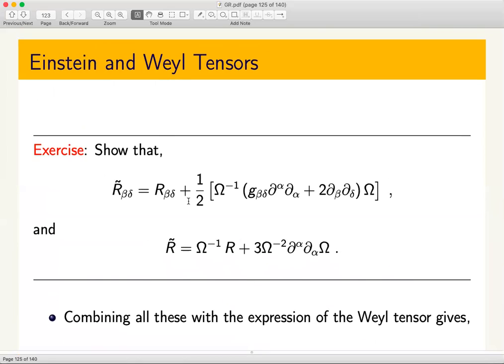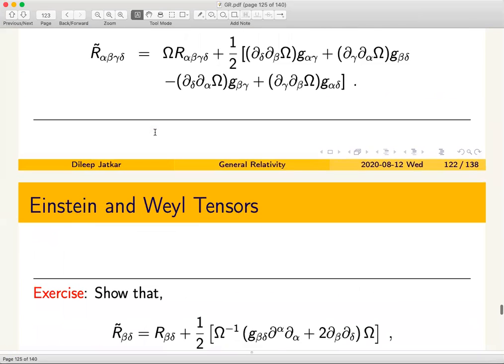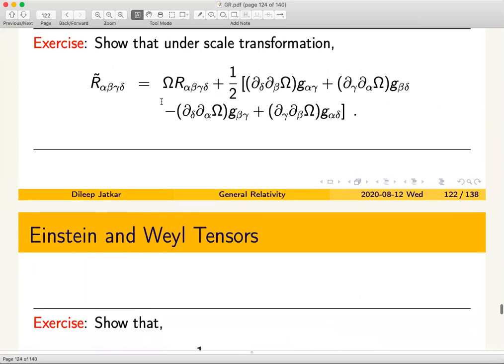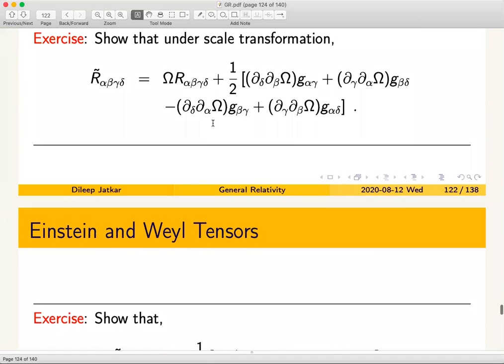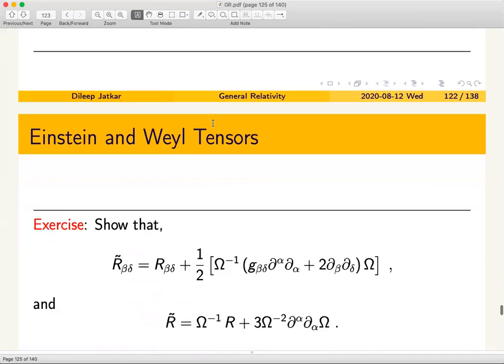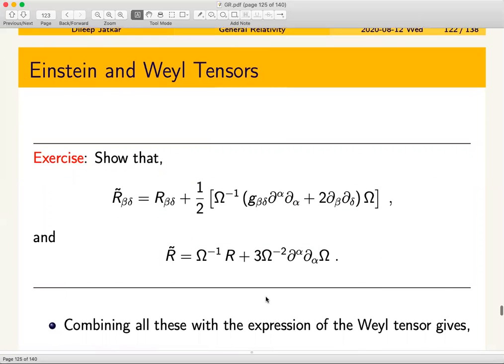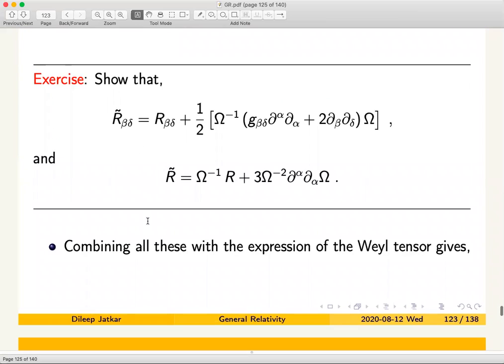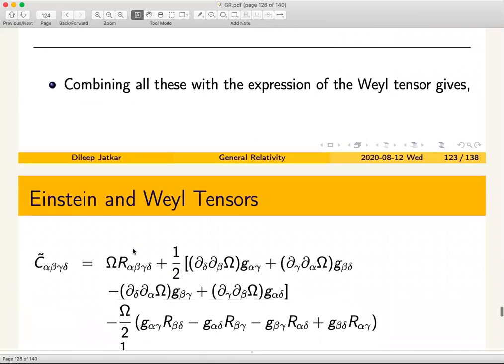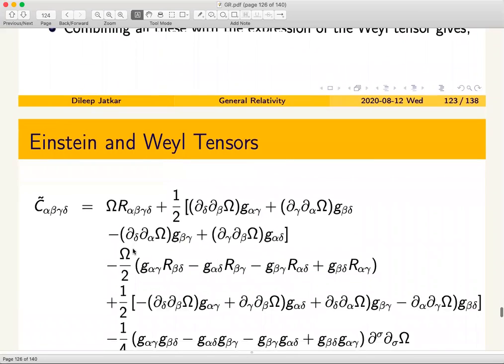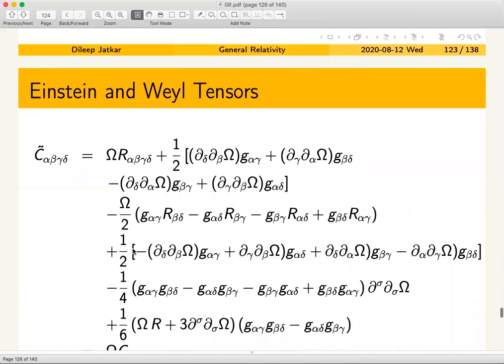So whatever these exercises are telling us, which are not very complicated exercises, you just have to carefully pull out pieces. There are no cancellations or anything, just rearrange terms and order them correctly. But once you do that, once you know each of these pieces' transformation properties, then you can collect all this and put it in the transformation property of the Weyl tensor. So if you do that, then you get an expression like this. I'm just writing down everything.